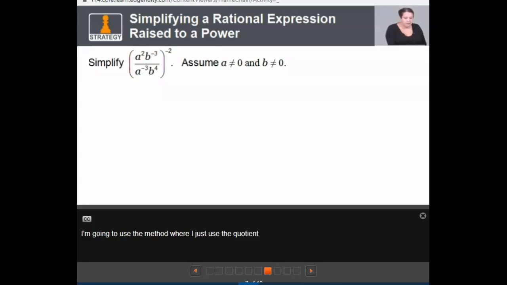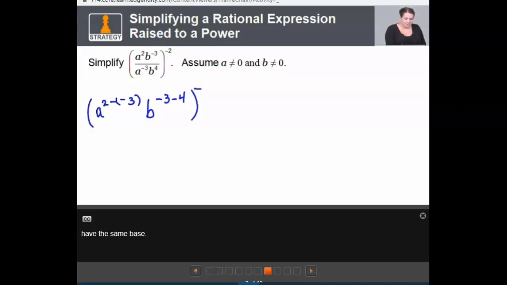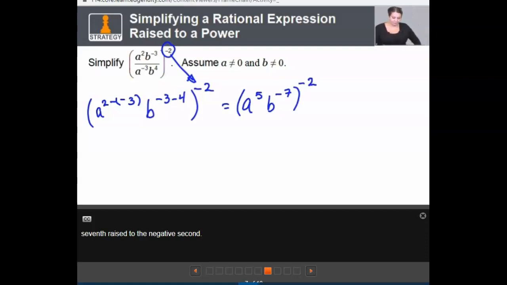I'm going to use the method where I just use the quotient property and subtract my exponents with the same base. So I'm just taking my exponents that have the same base. I'm not dealing with the negative 2 yet, so it just comes right down here. So I took the exponents with the same base and I just subtracted their exponents. 2 minus a negative 3 is the same as 2 plus 3. I end up with a to the fifth times b to the negative 7th, raised to the negative 2.